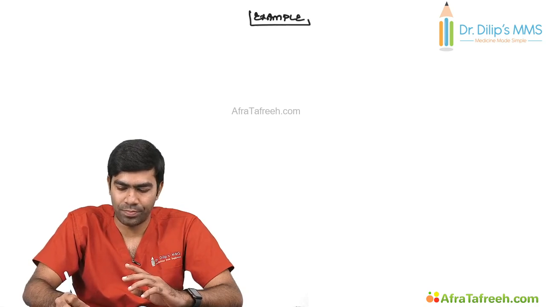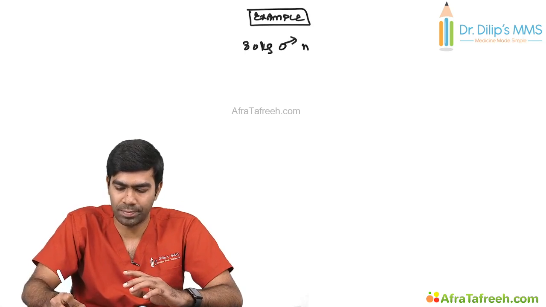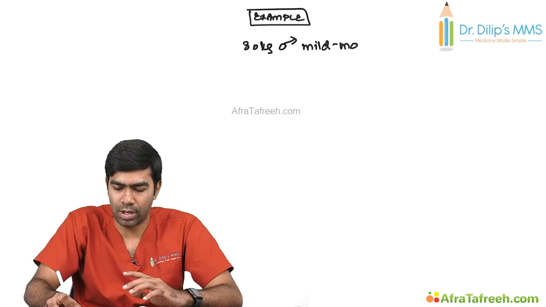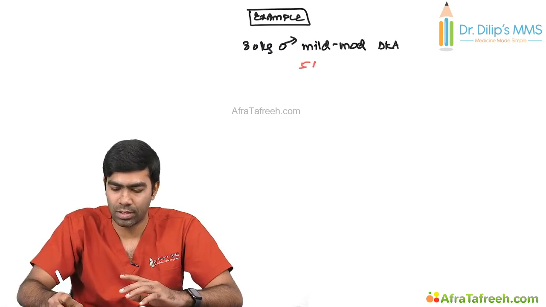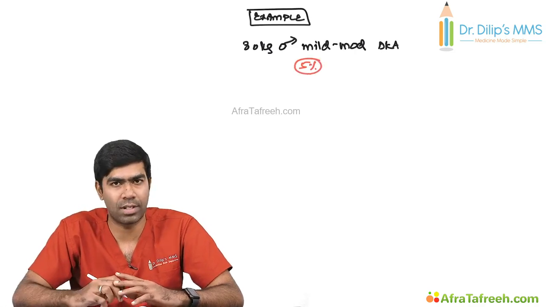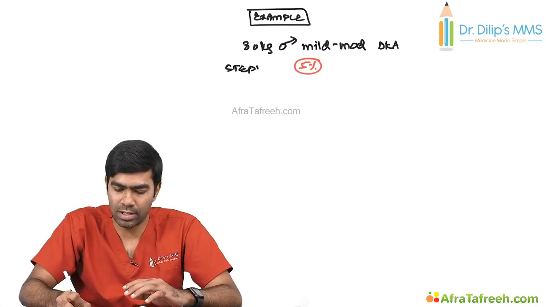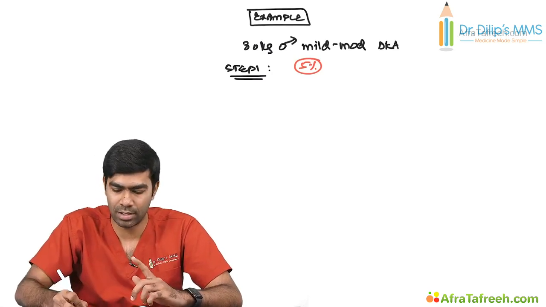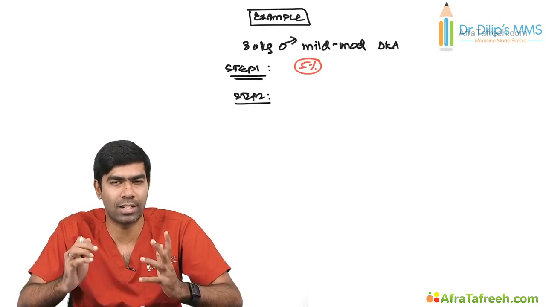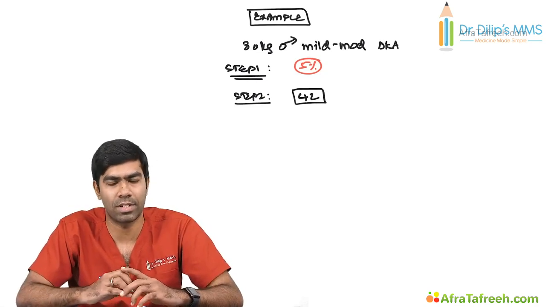A case scenario where we'll take our prototype, 80 kilogram man coming with a mild to moderate DKA, which means he's going to have an approximate fluid deficit of 5%, which we have discussed already. So step 1 is over. We have assessed the fluid deficit and we have assessed the dehydration status. And step 2 is to calculate the fluid deficit, how much exactly the fluid deficit is? It's 4 liters. We have done that already. 80 into 5% is 4 liters.